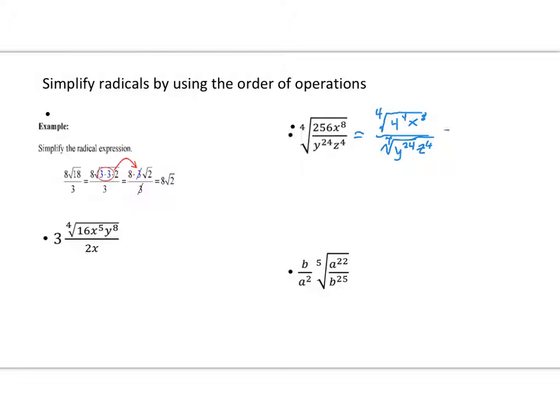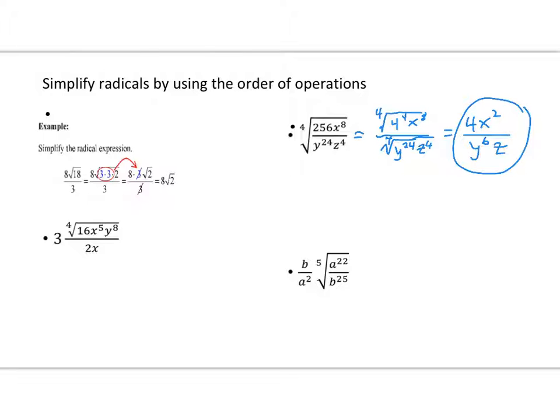I can take out a 4, so a 4 definitely goes out. So I have 4 goes out on the top, and 4 goes into 8 2 times, so that means I have x squared on the top. On the bottom, 4 goes into 24 6 times, so I have y to the 6th. And then 4 goes into z to the 4th 1 time, so I'm left with z. So there's my answer to this particular problem.